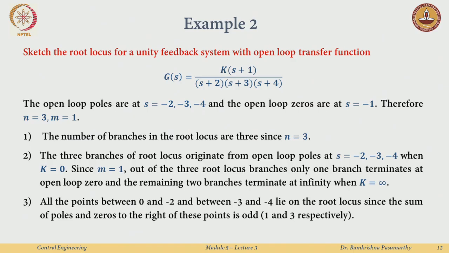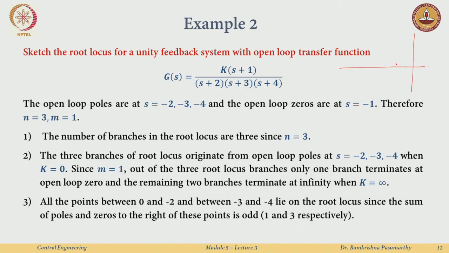So let's sketch a root locus for this. I have again poles at minus 2, minus 3, minus 4, and a zero at minus 1: 3 poles, 1 zero. Again, the number of branches in the root locus would be the number of poles, that is 3, and of these 3 branches, one will go to the zero at minus 1 and the other 2 will go off to infinity, right. Again, starting from k equal to 0, they will start at the poles and then go to infinity, right. Okay. So let us first draw the basic conditions.